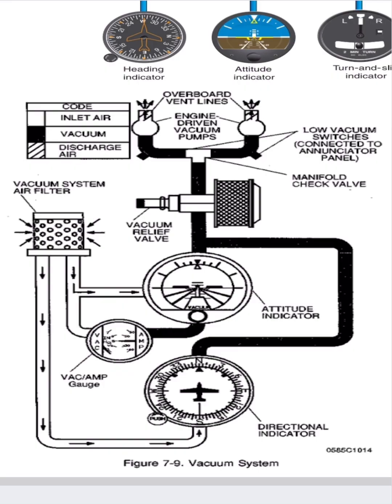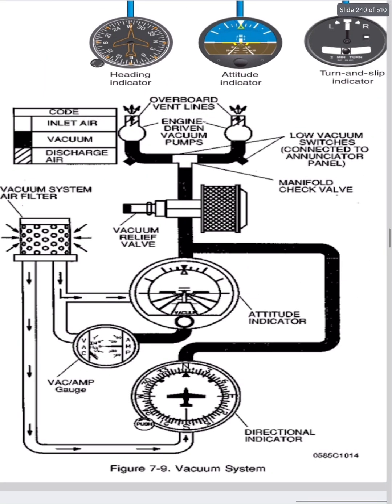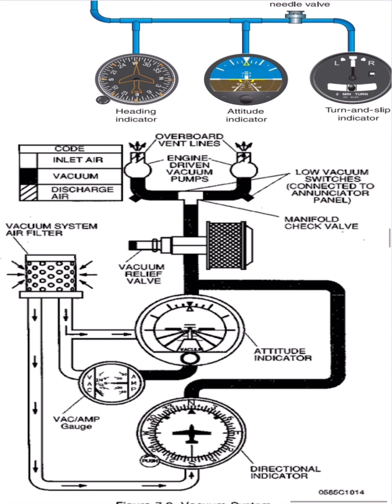So with the vacuum system itself, we also have this vacuum/amp gauge here. Just basically our suction gauge. We will get an annunciation on the annunciator panel when this goes below 3 inches of mercury. The normal operating range for it, that green arc, is going to be 4.5 to 5.5 inches of mercury. And how do we actually get these readings? Well, if you see just aft of the engine-driven vacuum pumps, we have these low vacuum switches, which are connected to our annunciator panel.